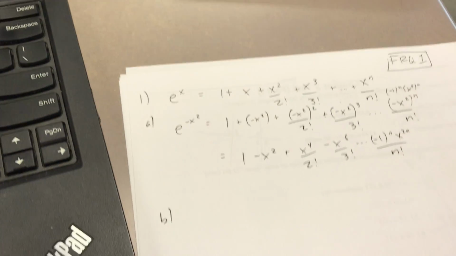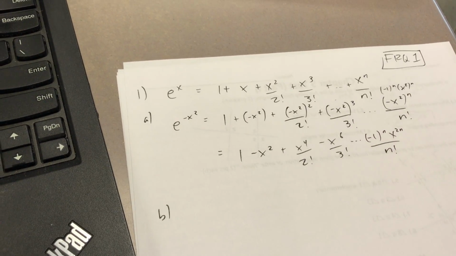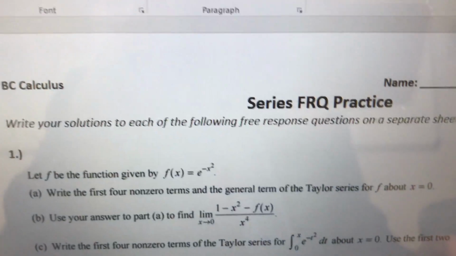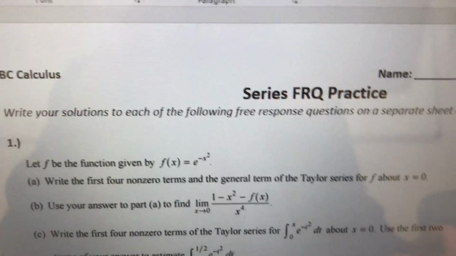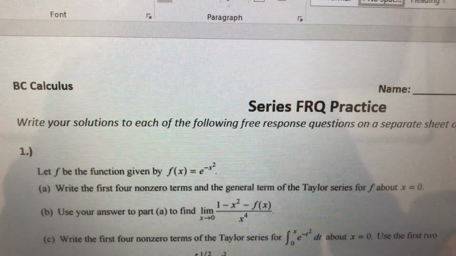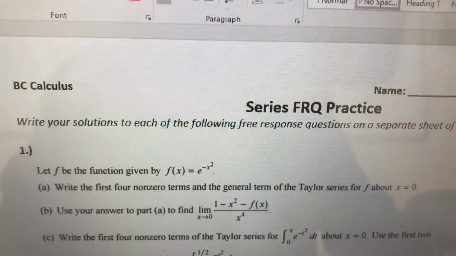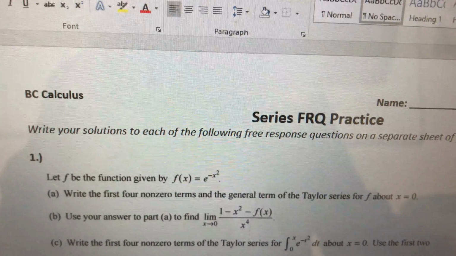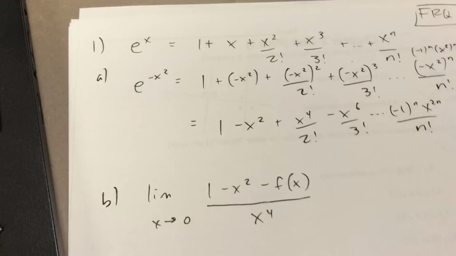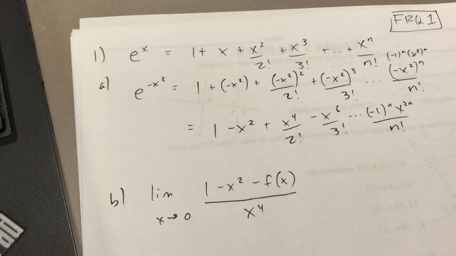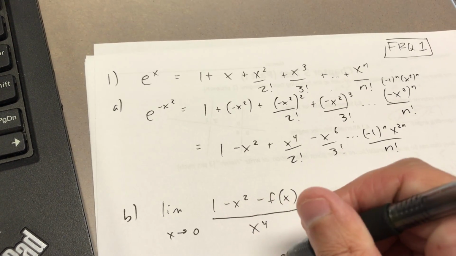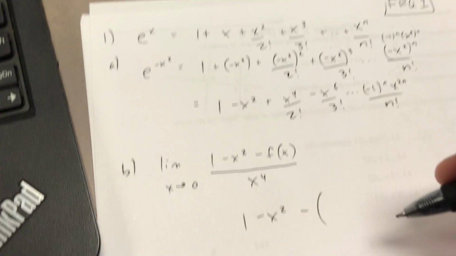Part B here, they want me to find the limit as x approaches 0 of 1 minus x squared minus f of x over x to the 4th. And on the surface you look at that and you think, oh my gosh, what is going on here? But if you just kind of suck it up and fill in values and look at what's going on, a lot of times these are not terrible, okay? So I'm going to take the expression. I'm going to start out with a 1, and then minus an x squared. And then I'm subtracting this entire series.